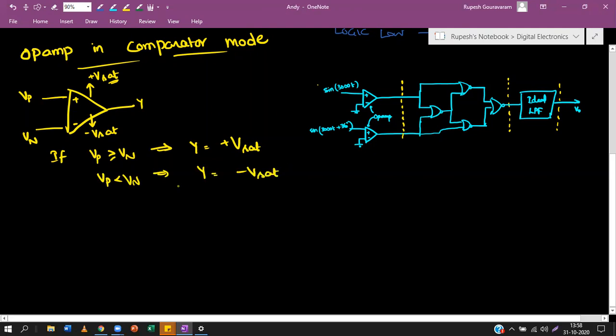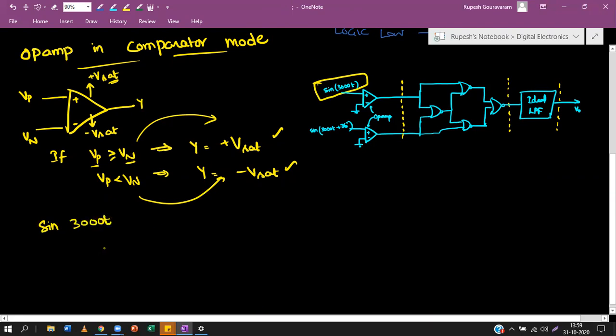Okay, this is how the comparator works. This is how the op amp as a comparator works. So based on the values of VP and VN, if we compare VP and VN, based on the result you will get either plus VSAT or minus VSAT. That is how op amp in comparator mode works. Now, the given signal here is sine 3000t. How will this look like?